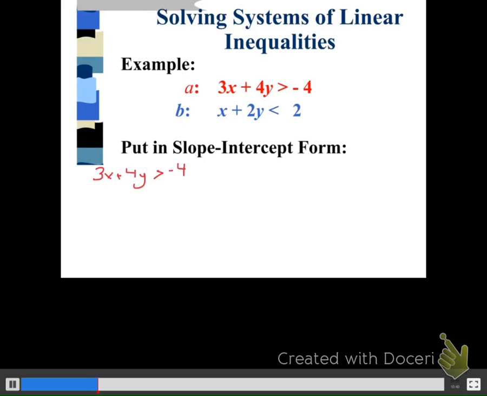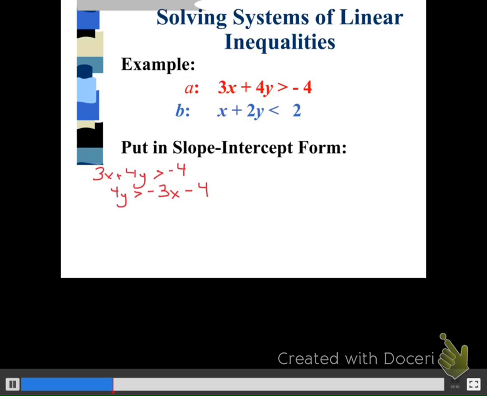Well, first thing we have to do is, to get the 4y by itself, we are going to have to subtract 3x. So remember, anytime you bring something over the equal sign or an inequality sign, you change the sign. So we have to subtract 3x from both sides. So we get a negative 3x minus 4.